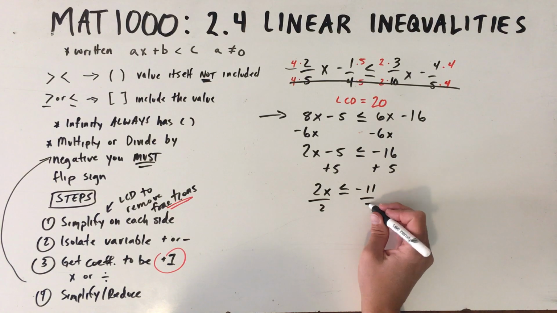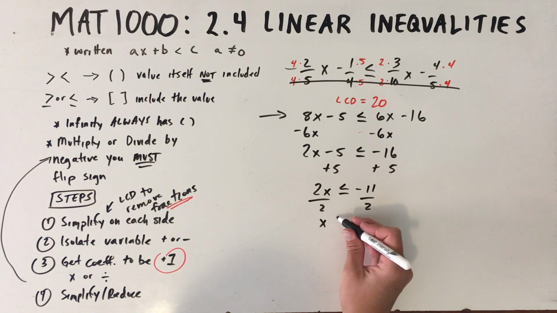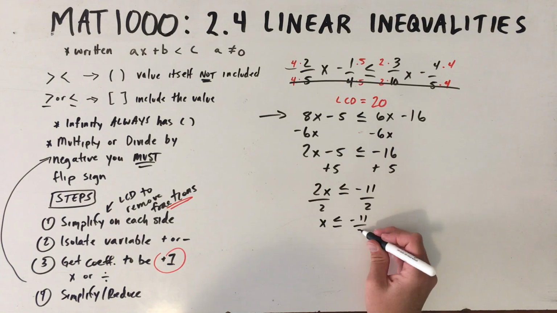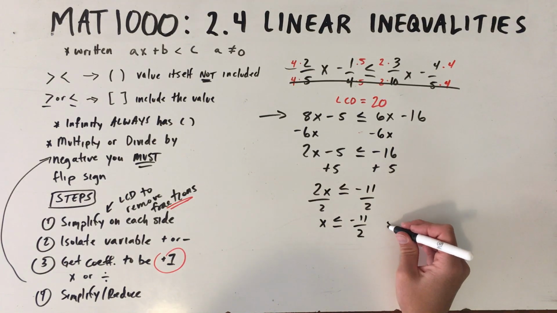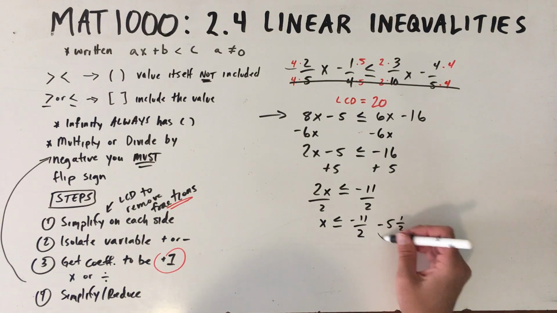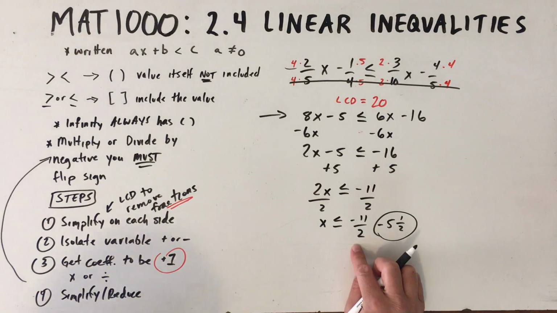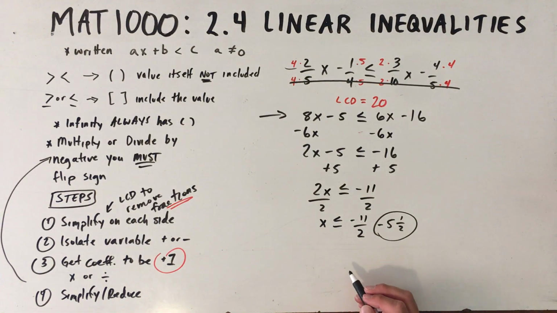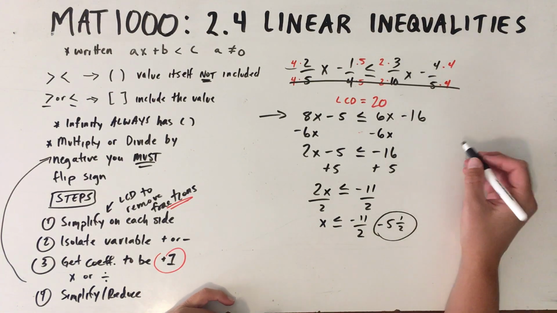Divide by 2, and we get that x is less than or equal to negative 11 halves, which can't be simplified, but this is the same thing as negative 5 1/2. Just 2 will go into 11 5 times, there's a half left over. We never use this though. We'll always just leave it like this. Okay, so this is my solution here. X is all the values that are less than or equal to negative 11 halves.